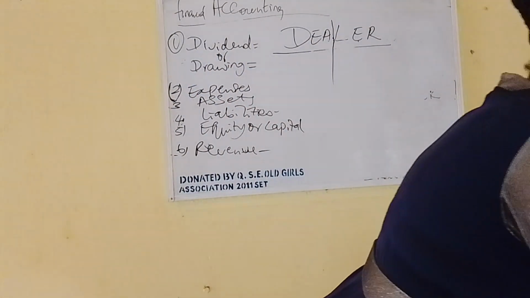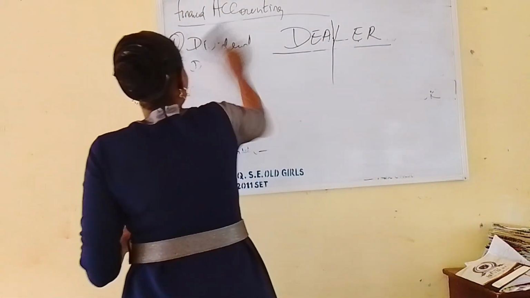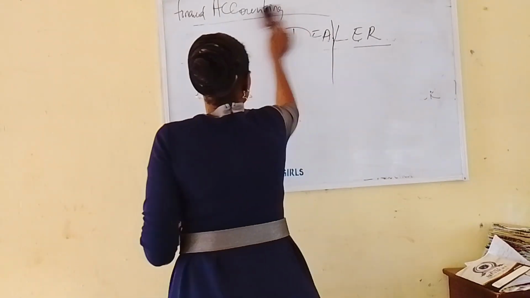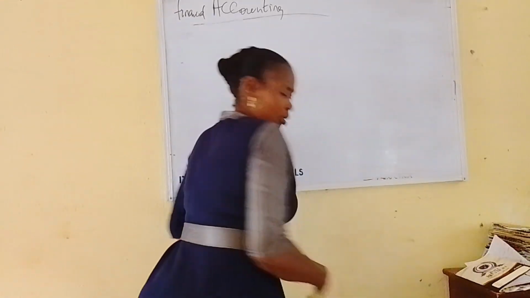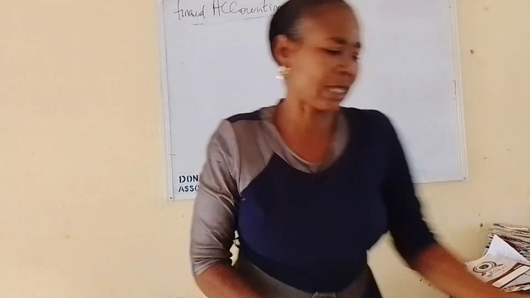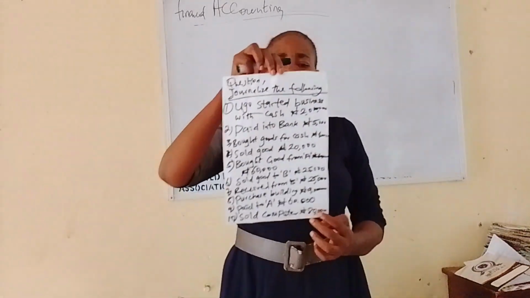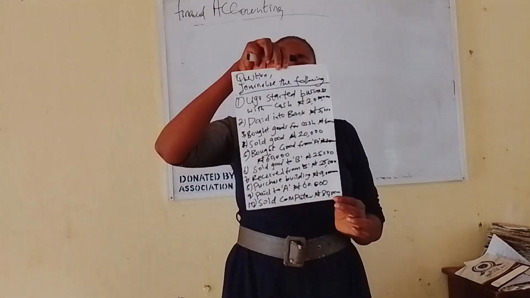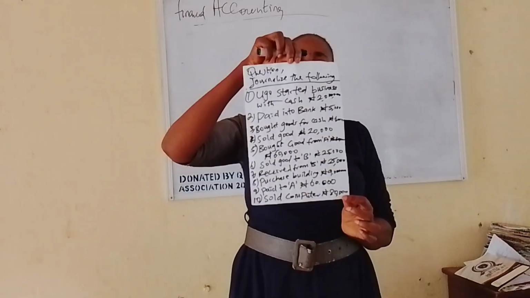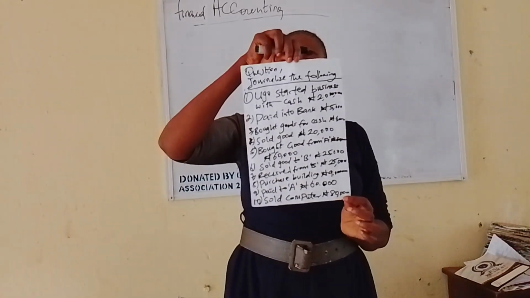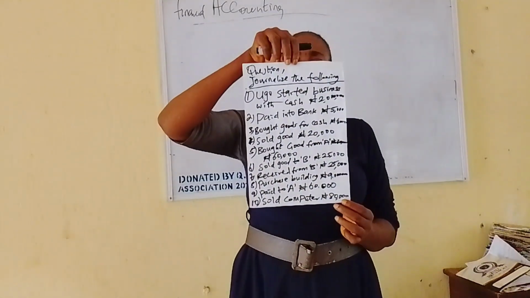Let's now dive into solving a question. Just one question. Look at the question here. Because of time, I don't want this video to be so long, so I wrote the question out. You can take a screenshot so that I will proceed in journalizing it. The question says, journalize the following transactions.